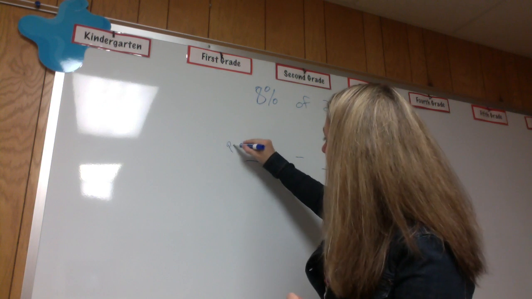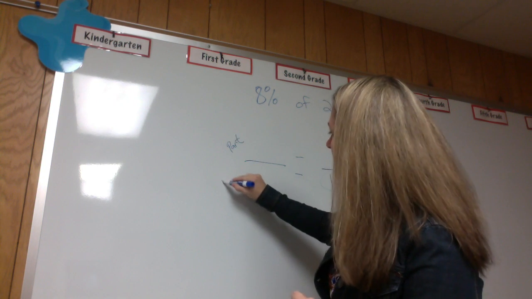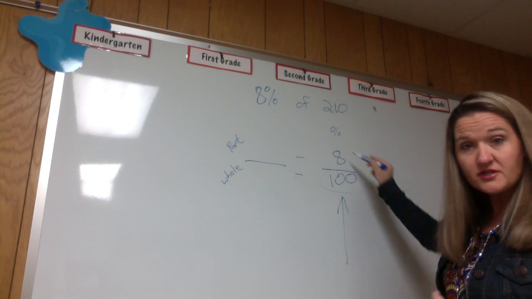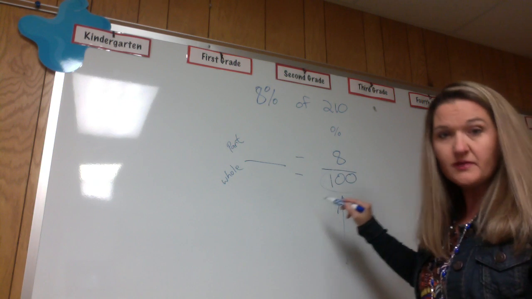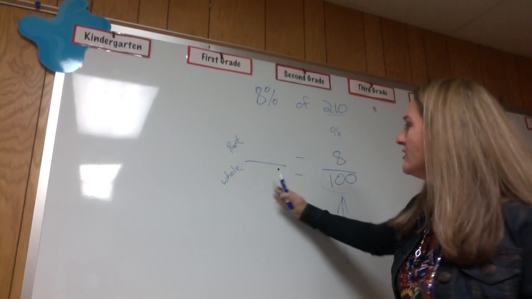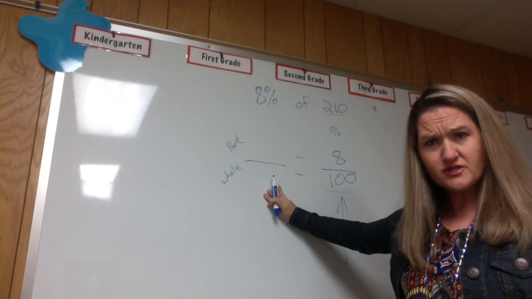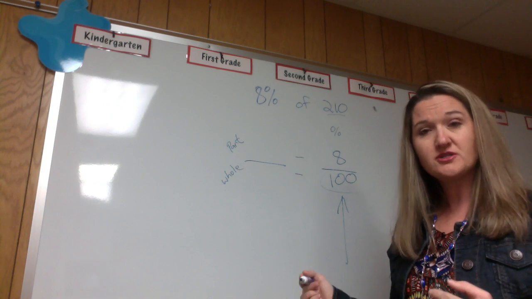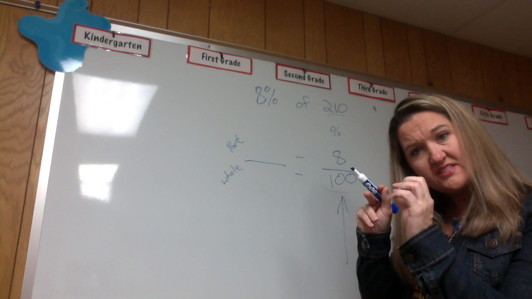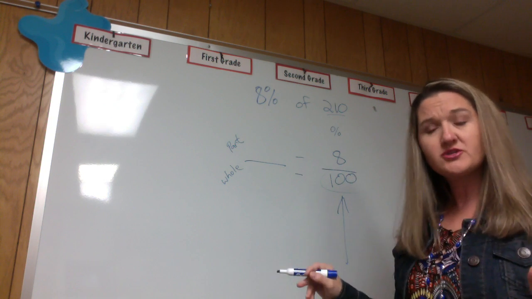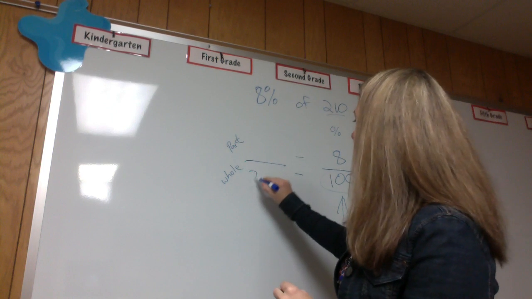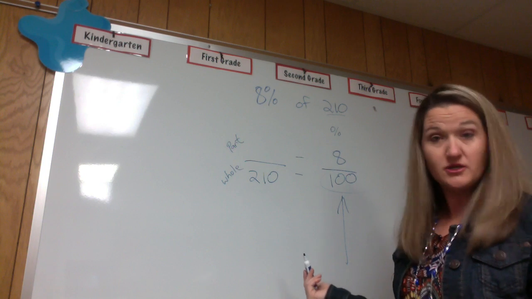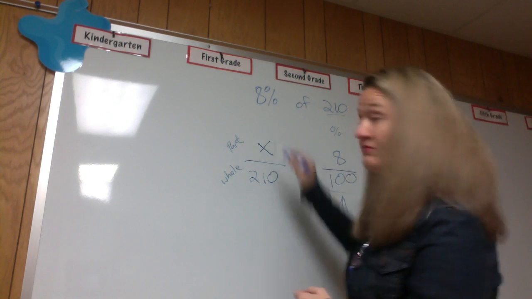Now this next part is where you really have to think about how to set this up. The top is always the part, and the bottom is always the whole. And it's the same thing right here. 8% is part of the whole, which is 100%. So with the 210, we need to think about whether 210 is the part or the whole. Well, if we're finding 8% of 210, we're trying to find a smaller piece out of 210, right? So 210 would be the whole. So 210 is going to go on the bottom. And then the question is what number is? So that is our unknown. So we're going to put our variable there.